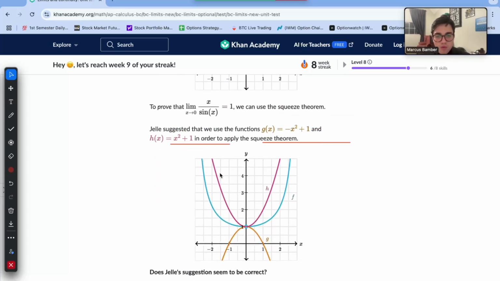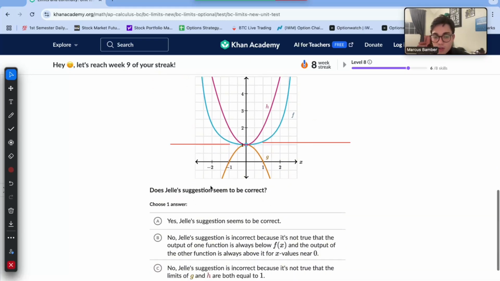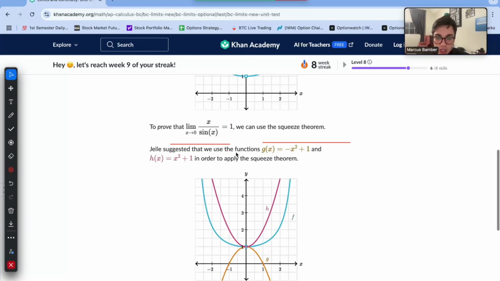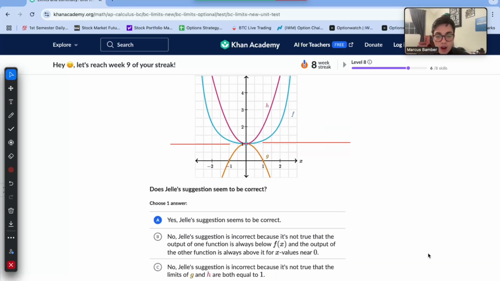So we can see this is really well done. h of x is above f of x for all the values approaching 0, and g of x is below, and they both have a limit of 1. So that means if one's above and one's below, and they both have a limit of 1, that squeezes f of x to also equal the limit of 1. So this suggestion, let me just double check. We're proving, yep, that the limit is equal to 1, and then we use these two functions, and it is done correctly. Okay.